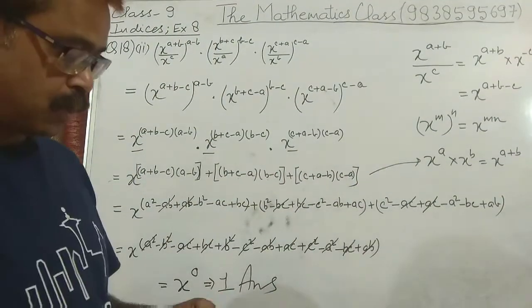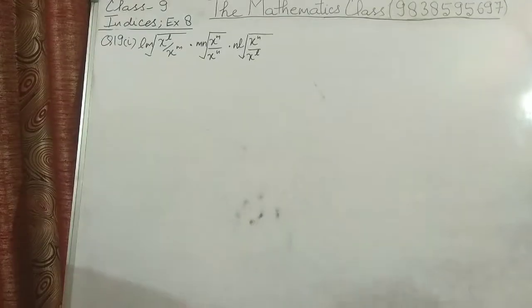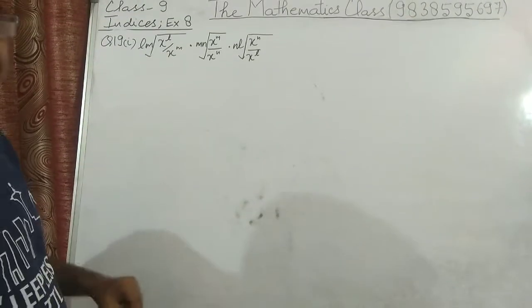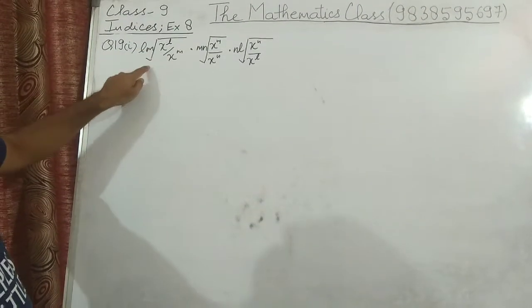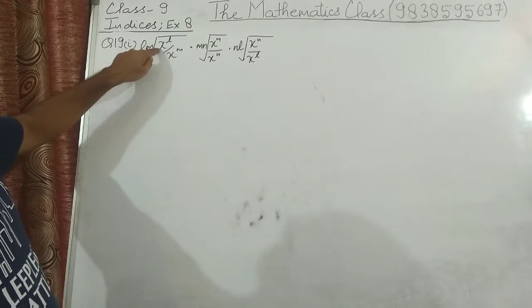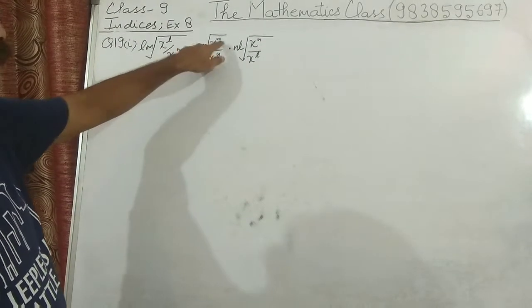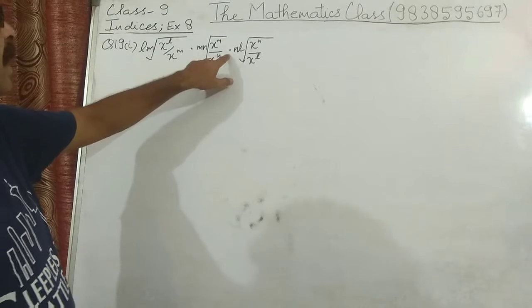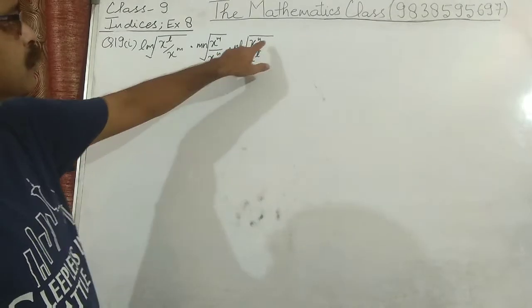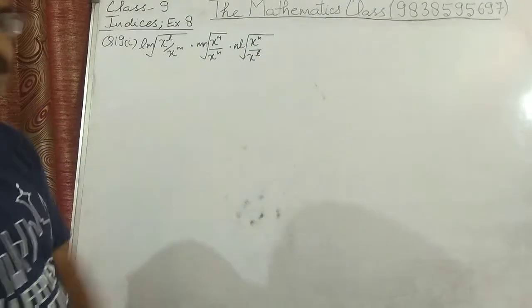Now we move on to question number 19. Question number 19, first part: the lth root of x to the power l upon x to the power m, into the mth root of x to the power m upon x to the power n, into the nth root of x to the power n upon x to the power l.